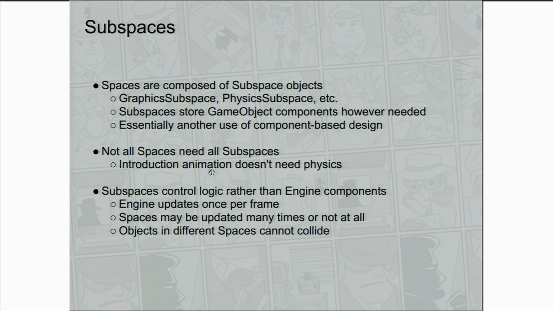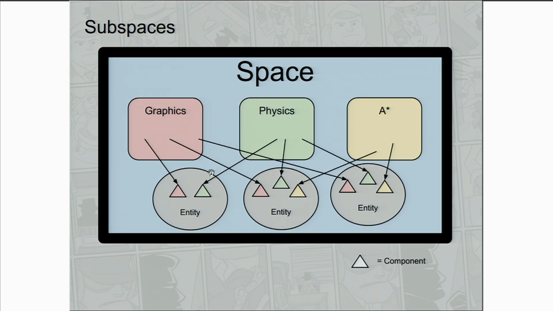Going along with that, we also have what we call subspaces, which are essentially components for the spaces that allow you to store the game object components within them, organized however that system would want. So for example, you'd have a graphics subspace, if you go on to the next slide. If you were doing a 2D game, you would want to sort them from back to front. If you're doing physics, you would definitely want to do some sort of spatial partitioning. And this allows you to organize your components however necessary while still fitting the space paradigm.